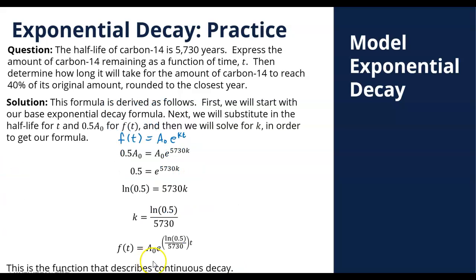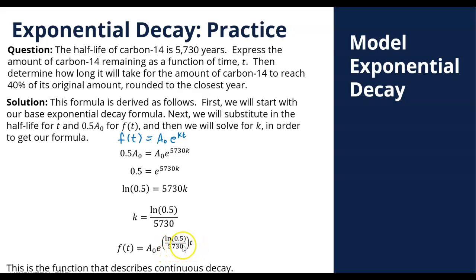And so to get our function that describes the continuous decay, we're just going to replace the k here by the value that we solved previously for k, which is equal to this expression here. So therefore we have f of t equal to a sub 0 e to the ln of 1/2 divided by 5,730 t.